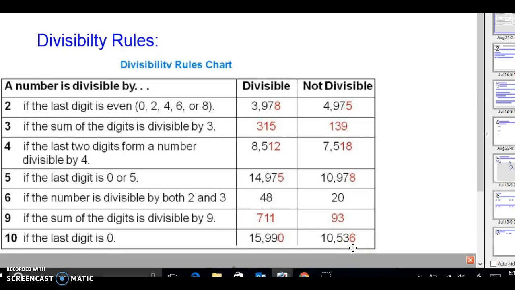So that was just a quick recap of the divisibility rules we went over in class and practiced. Feel free to take notes if you need to.